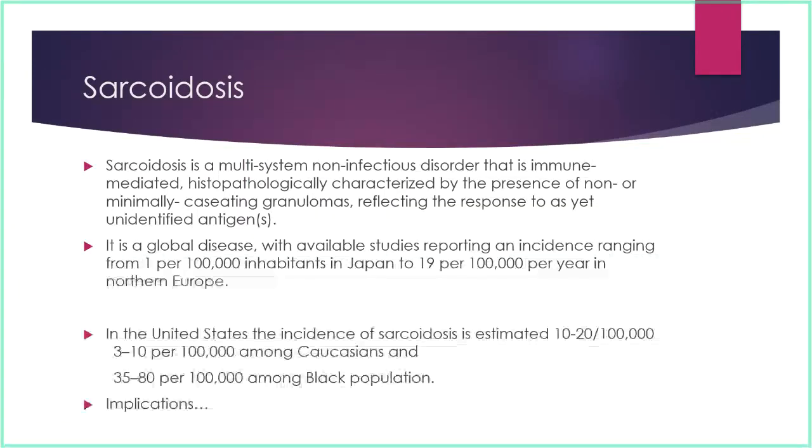So what is sarcoidosis? I expect everybody to be able to read this, but it's a multi-system, non-infectious disorder, histopathologically characterized by granulomas. And that's what we're looking for on tissue: the presence of granulomas in the absence of an infectious or malignant situation. It is global. That third bullet, I think, is important. In the United States, the total incidence is 10 to 20 per 100,000. There is a strong difference between the white population and the black population, with significantly higher representation within the black population.